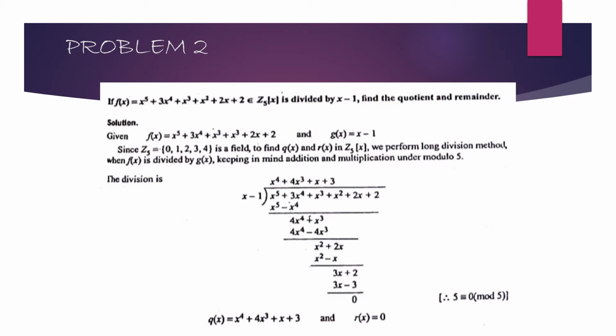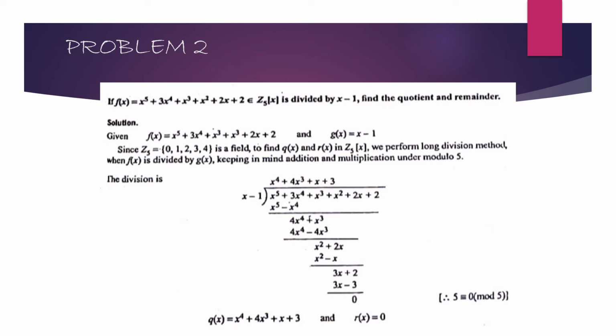And using the division algorithm, how will you write this? This f of x, that is x power 5 plus 3x power 4 plus x cube plus x square plus 2x plus 2 will be equal to x minus 1 multiplied by the quotient x power 4 plus 4x cube plus x plus 3 plus the remainder. So since the remainder is 0, there is no need to write the remainder. Just leave it. So multiply these two, you will get this polynomial. That is the actual. You can even try multiplying the divisor and the quotient and just check. You can divide and you'll be arriving at the term which is inside the division symbol.